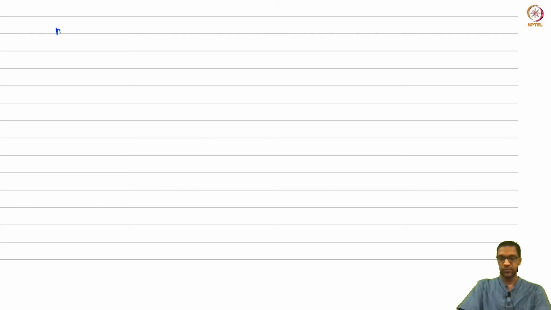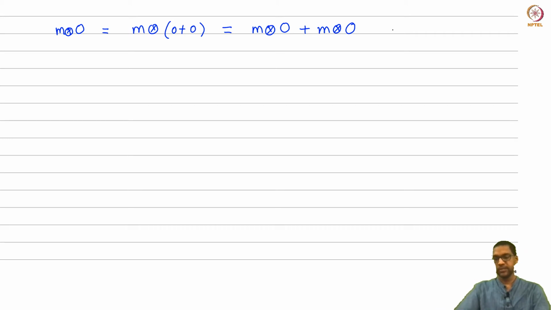Okay, so let's prove this. The claim is that M tensor 0 is the additive identity of this group M tensor N. Why is that? Well, let's again use bilinearity. So 0 plus 0 is 0. So M tensor 0 is M tensor (0 plus 0). But now bilinearity tells me that I can split this into two pieces. So M tensor 0 is the same as two copies of M tensor 0, which means M tensor 0 had better equal the element 0.